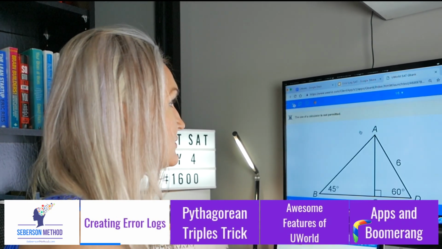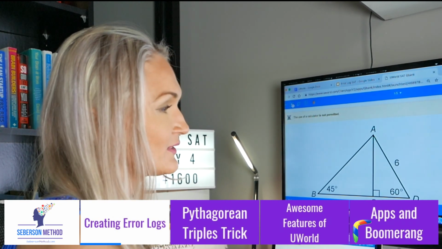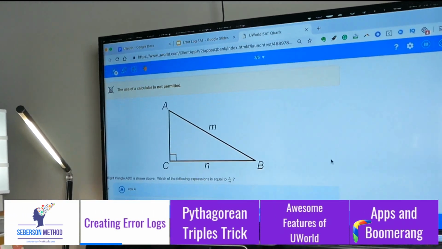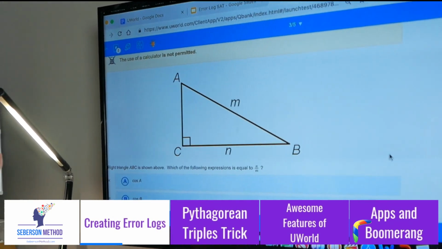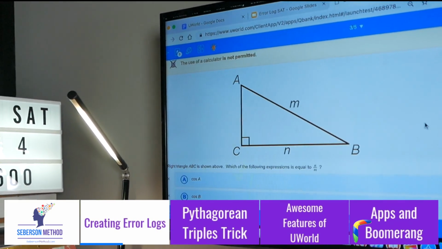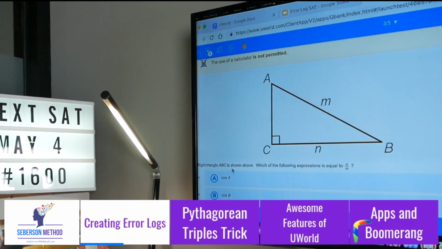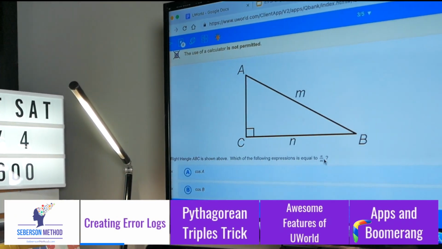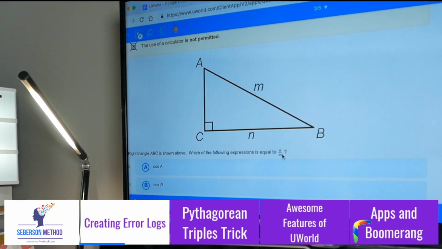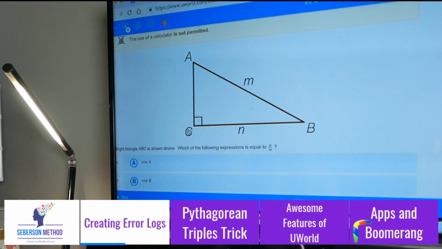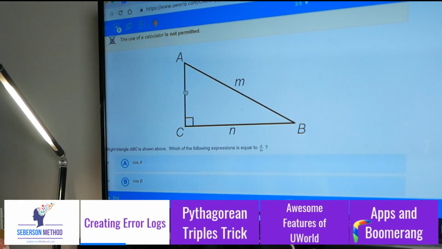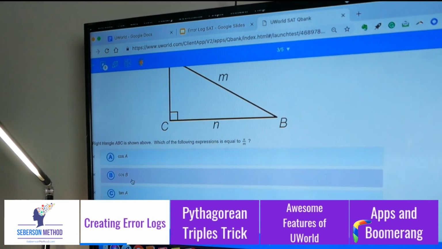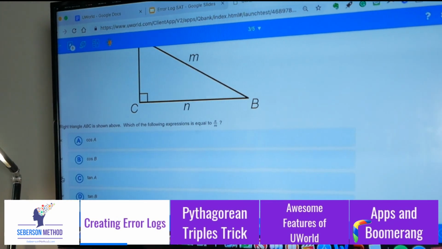I'm going to show you a few tricks with UWorld. So we press next, we go to the next one. So here, this is a trig problem. A right triangle ABC is shown above. Which of the following expressions is equal to n over m? Well, it's either a sine of A or a cosine of B, and it's definitely not tan.